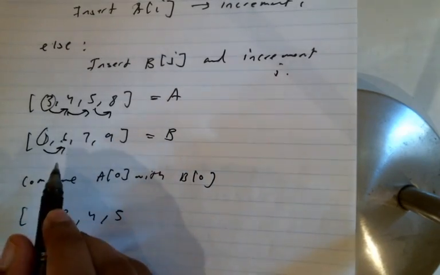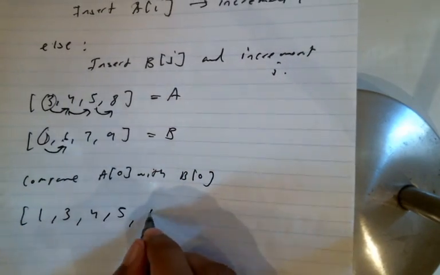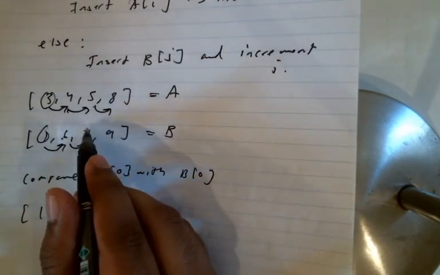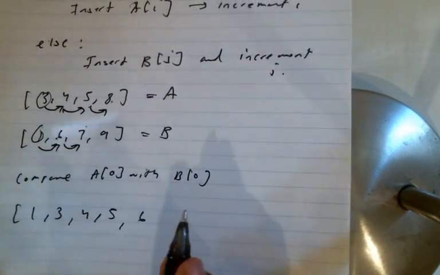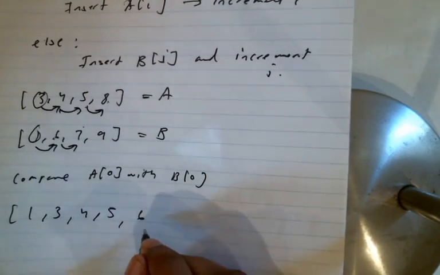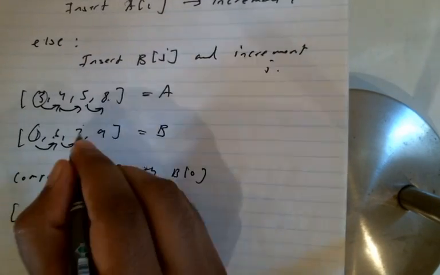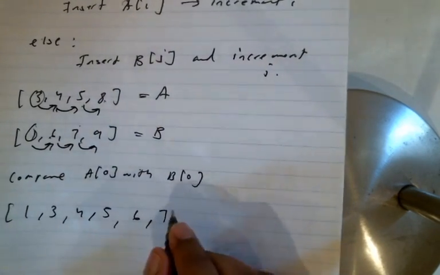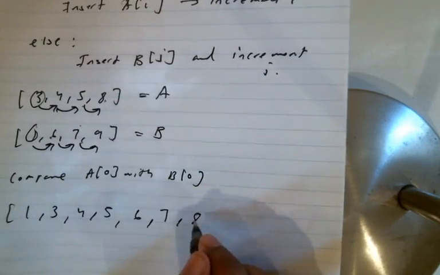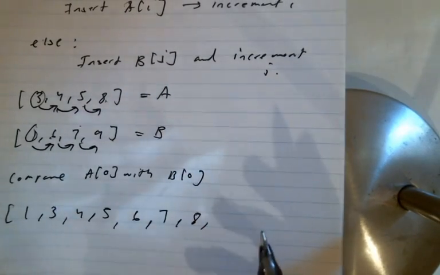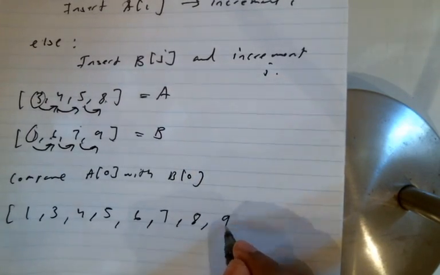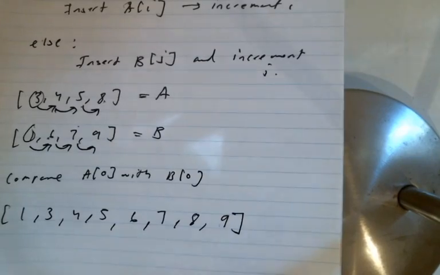But now 8 is bigger than 6, so 6 is less than 8, so insert 6 and move up in B. 7 is less than 8, right? Can you see? 7 is less than 8, so we will insert from B and move up. 8 is less than 9, so insert from A and move up. Well, we have nothing else left in A to compare to, so we only have B, and then we can just go through B, and we have 9.